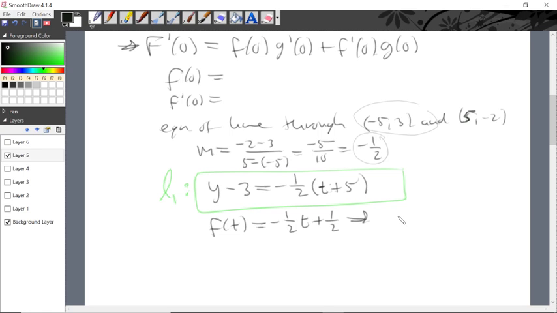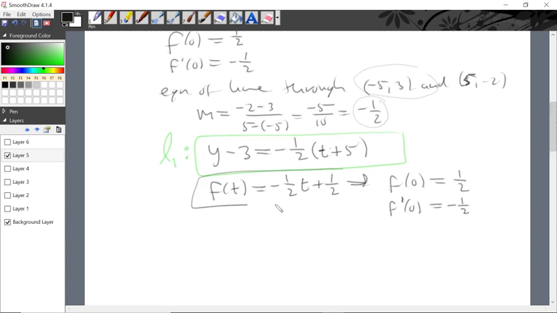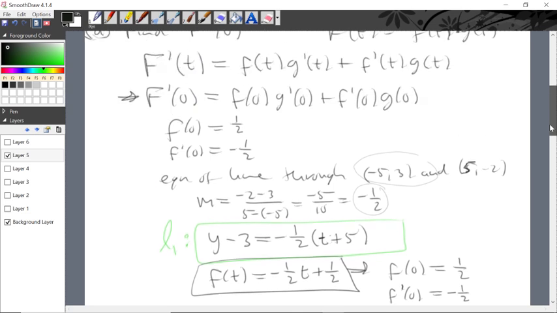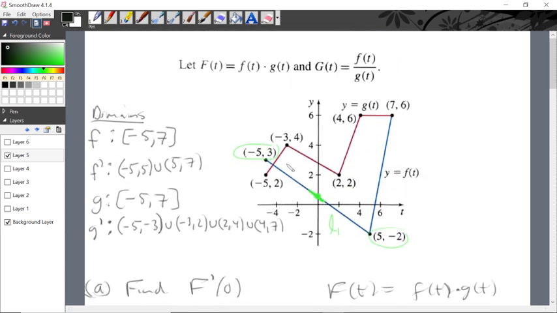Okay, so using the equation of the line, we found f of 0: plug in 0, we get 1/2. So f of 0 is equal to 1/2. And f prime of 0, well, the derivative of this with respect to t is just -1/2 for any value of t. All right, it's a constant rate of change. So -1/2 for f prime of 0. So we have 2 of these 4 pieces now at 0 figured out. We also have a general function for f of t, which we can use in further exercises as well, as long as we are on this segment between -5 and +5.